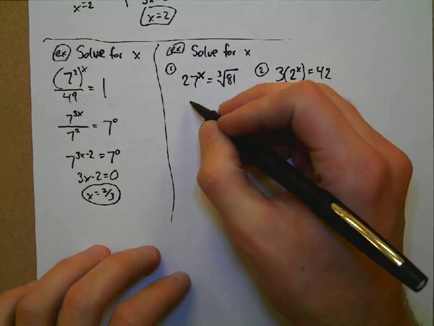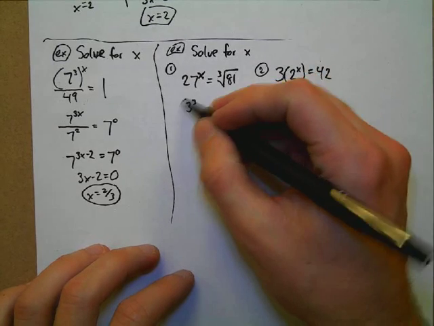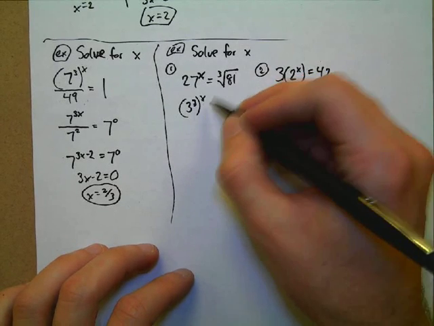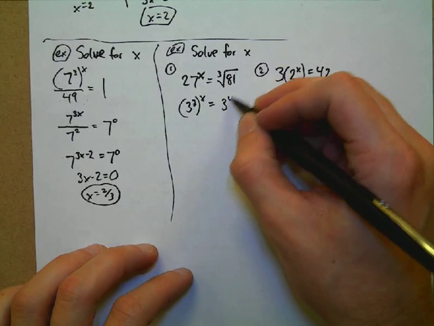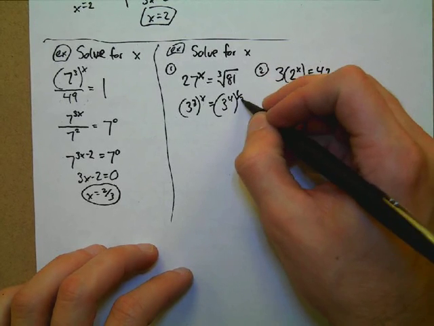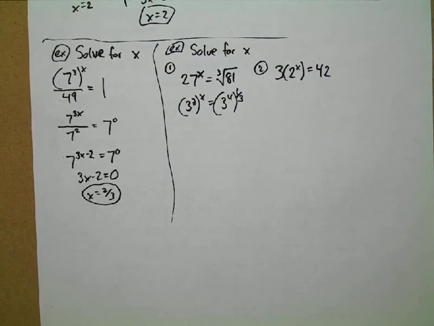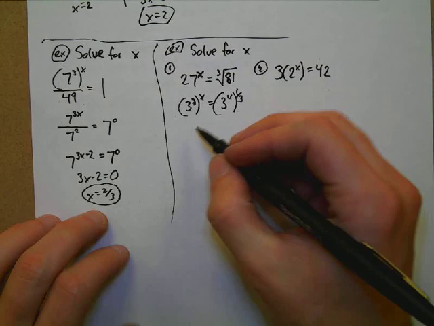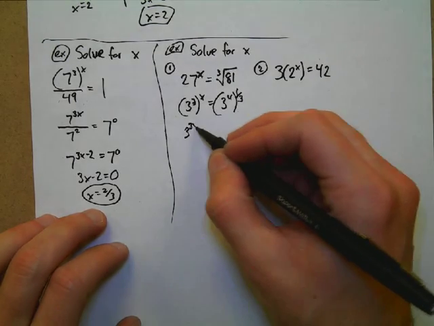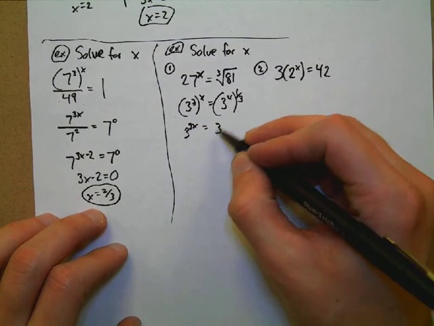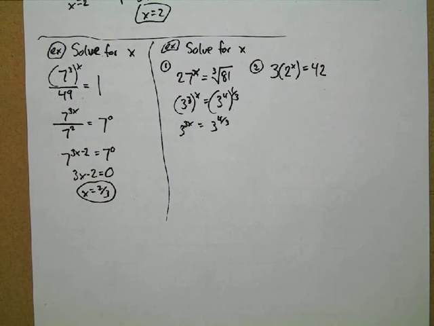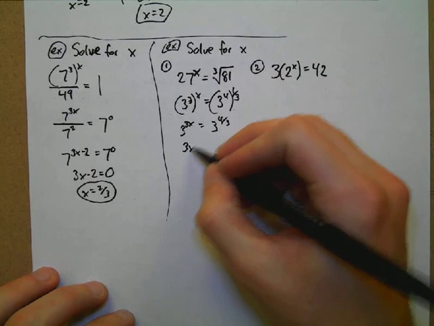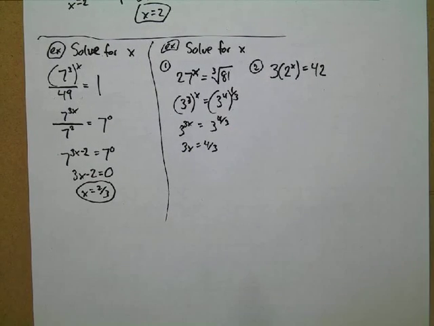81 is 3 to the 4th, but it's also then to the 1/3. Okay, so again, power to a power, we multiply the powers to simplify, so it's 3 to the 3x and 3 to the 4/3. Same base, equal quantities, the exponents must be equal then. 3x equals 4/3. So we finish by dividing both sides by 3. x is 4/9.